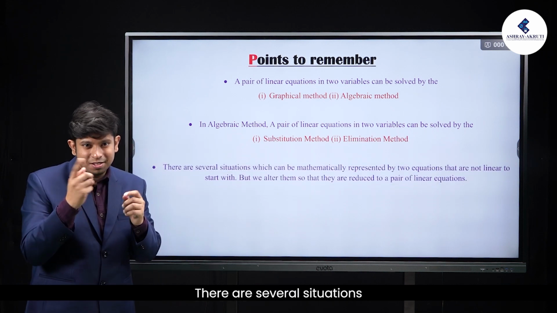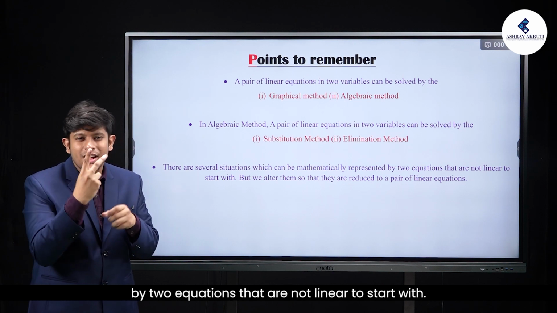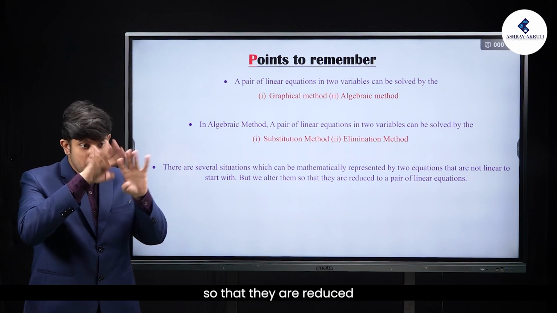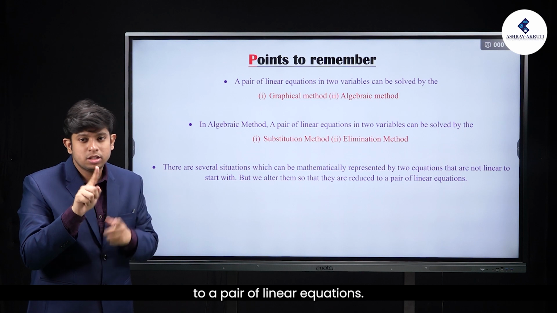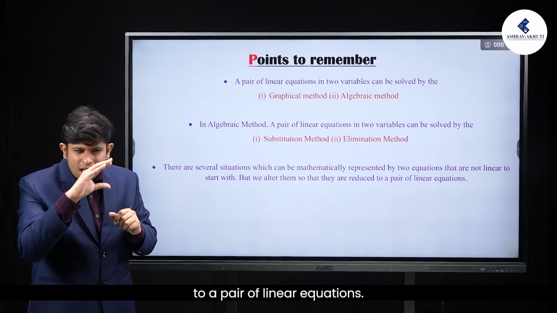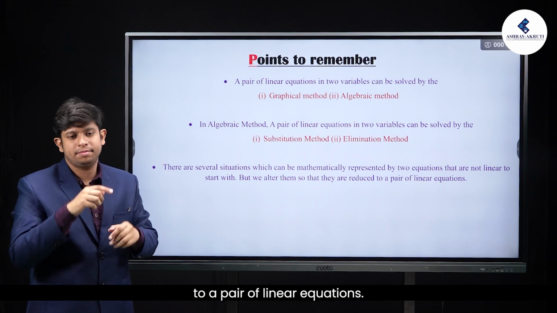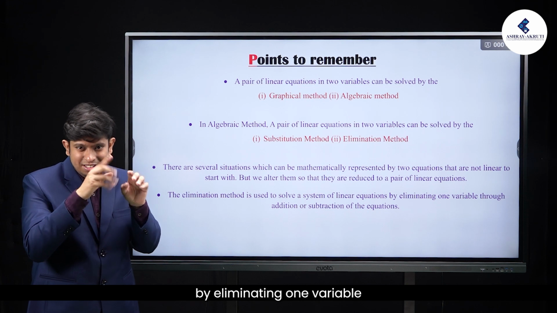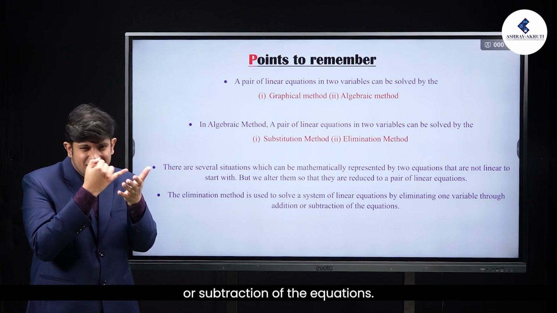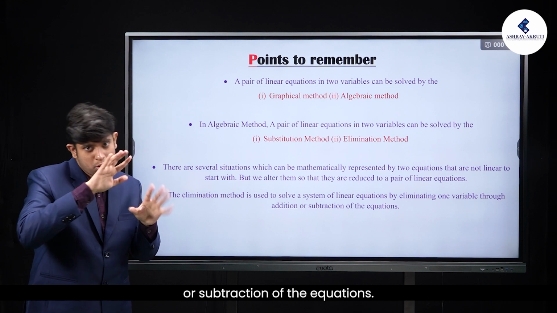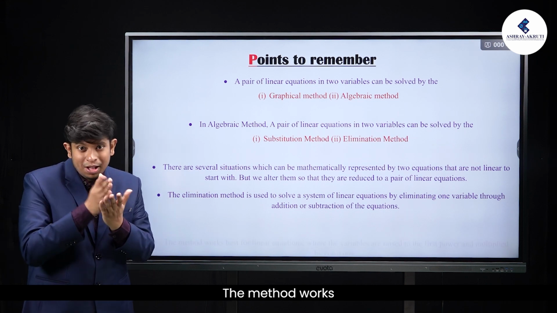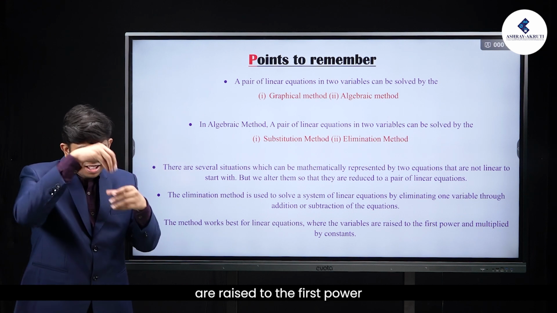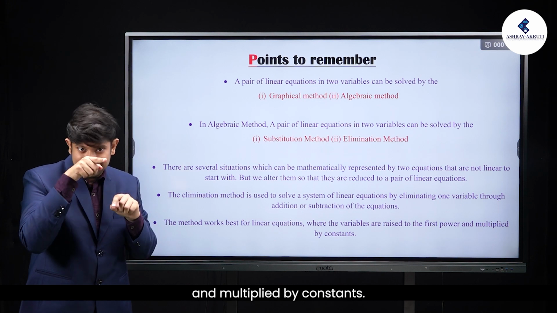There are several situations which can be mathematically represented by two equations that are not linear to start with, but we alter them so that they are reduced to a pair of linear equations. The elimination method is used to solve a system of linear equations by eliminating one variable through addition or subtraction of the equations. The method works best for linear equations where the variables are raised to the first power and multiplied by constants.